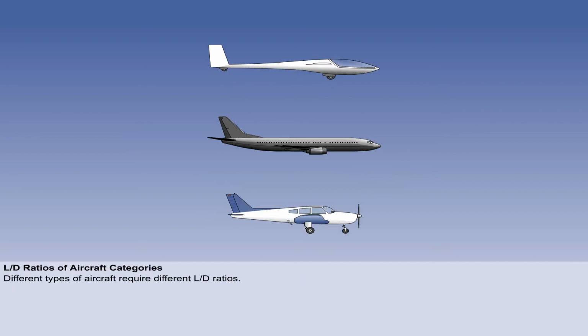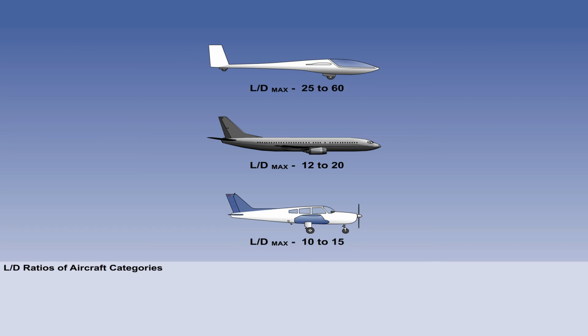The type of role an aircraft is designed for will, to a large extent, dictate the range of lift-drag ratios in which its LD max will fall. For example, a high-performance sailplane or glider will have an LD max between 25 and 60. For an airliner, it will be from 12 to 20. And for a single piston trainer, from 10 to 15.